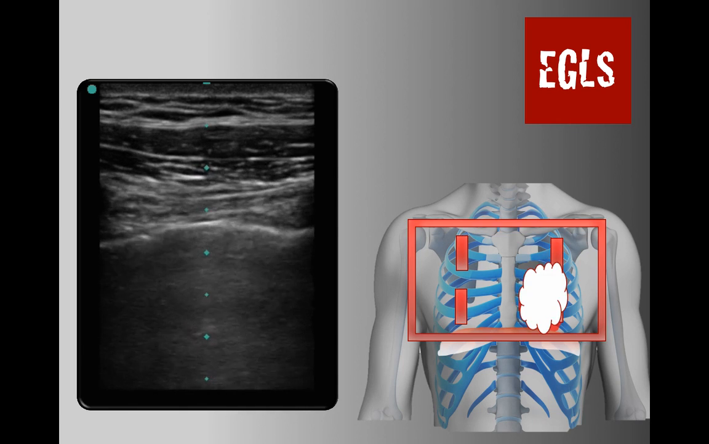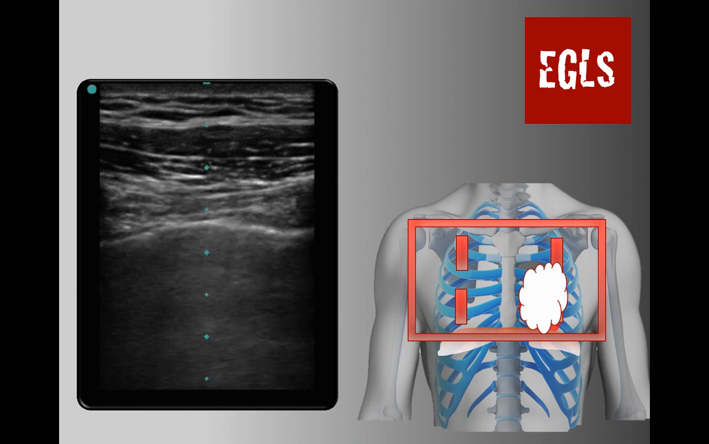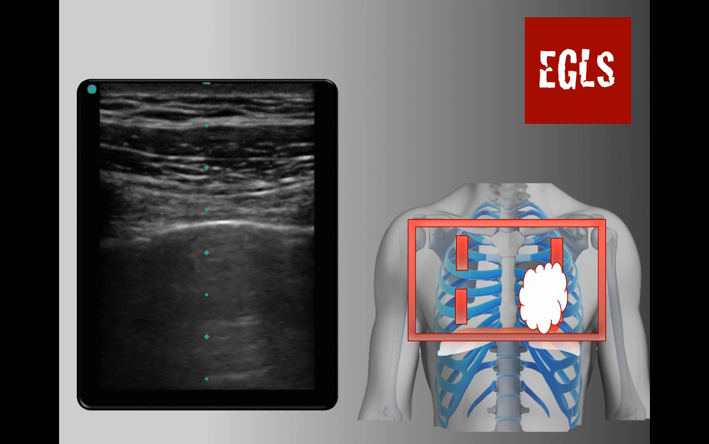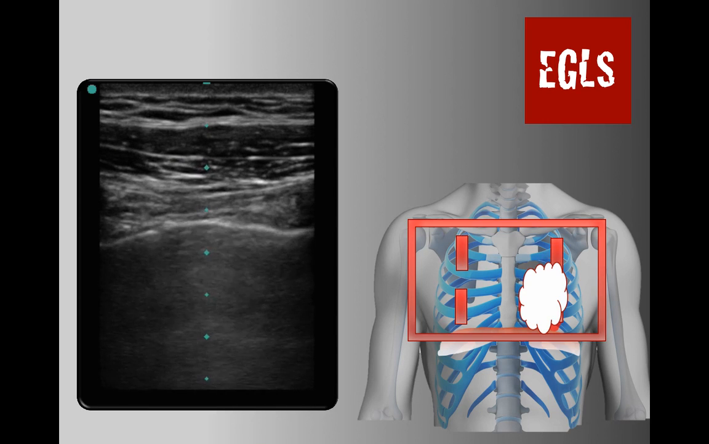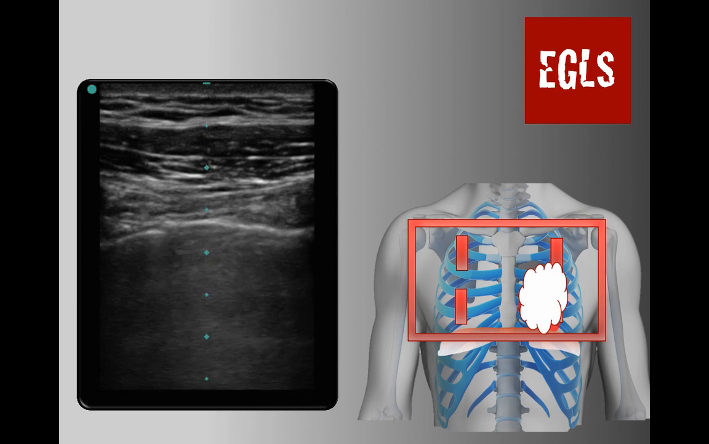Now, if there was air, you would not be able to see deeper structures and would not see the heart or lung sliding for that matter. So if we are lower than the fifth intercostal space, we could also bump into the liver or spleen, and that would produce an image that is similar.